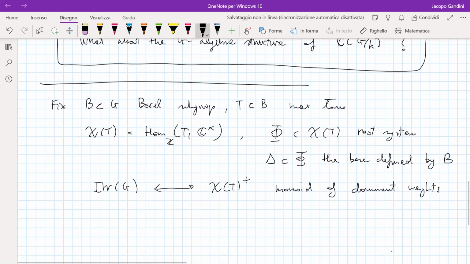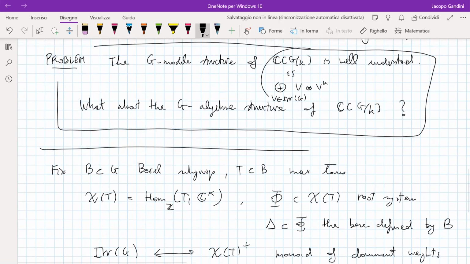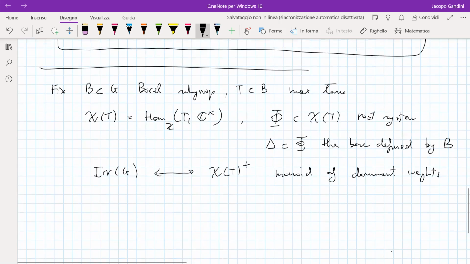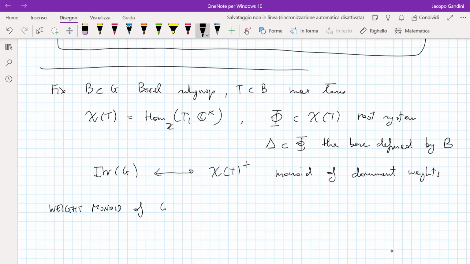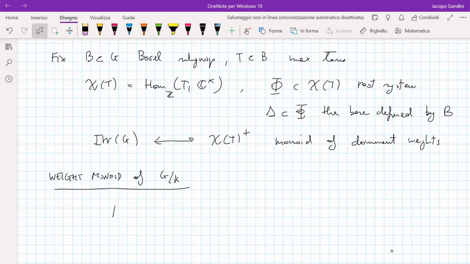Okay, so in particular, let's look back at our object. We said that an important thing coming out of the definition was the set of irreducible representations having a K-invariant vector, because these are those appearing in the coordinate ring. So we have a natural monoid appearing, which is the weight monoid of G mod K. We denote it in this way: Lambda G mod K plus.